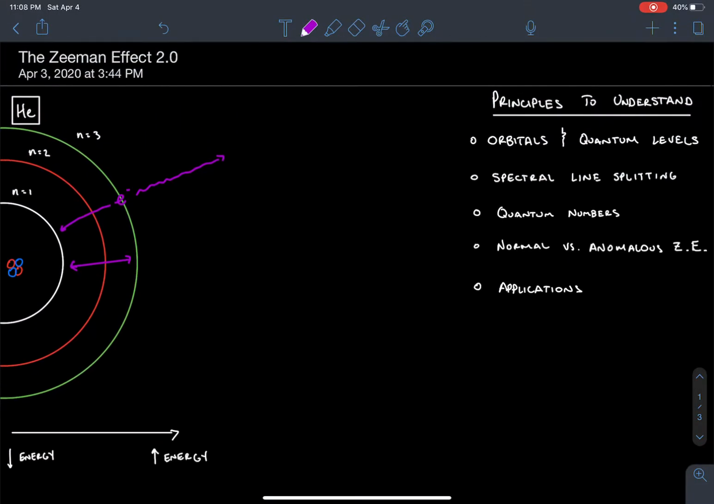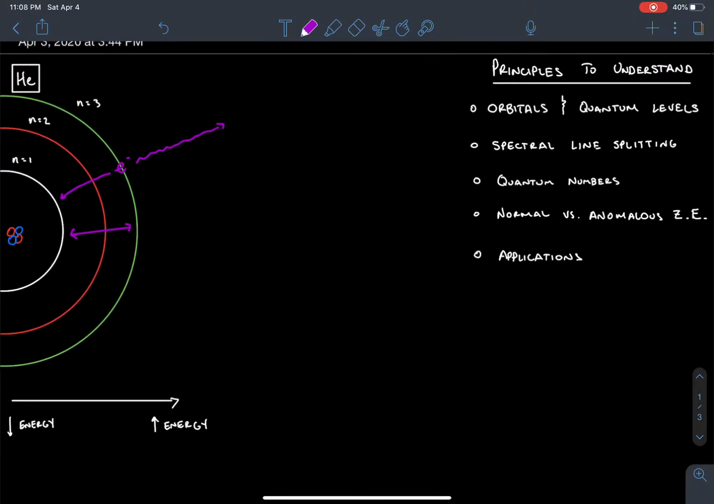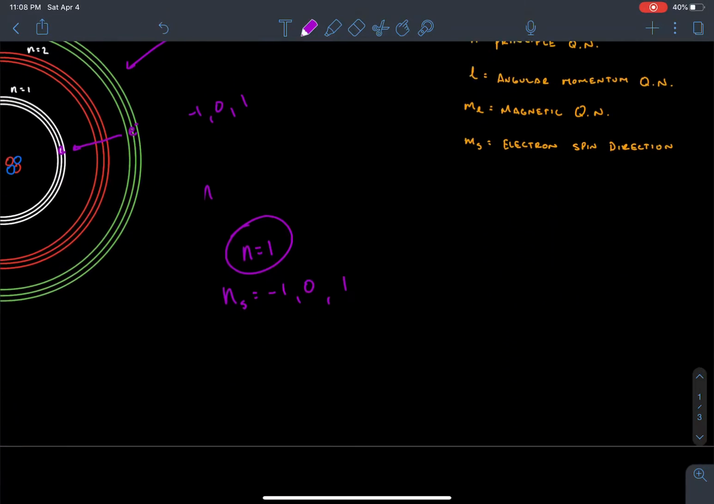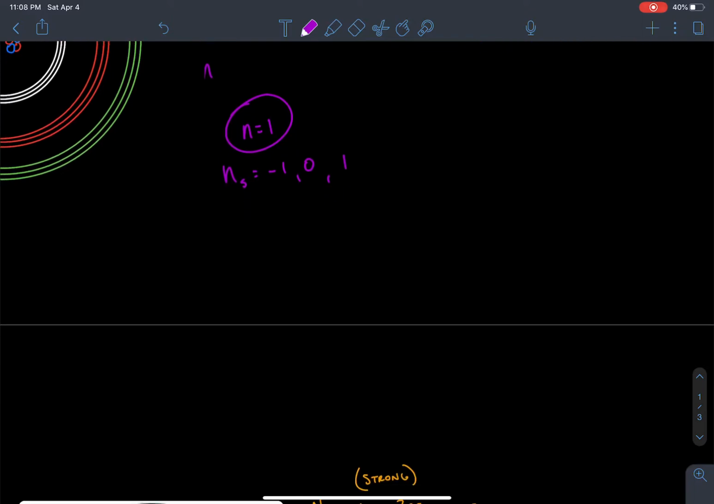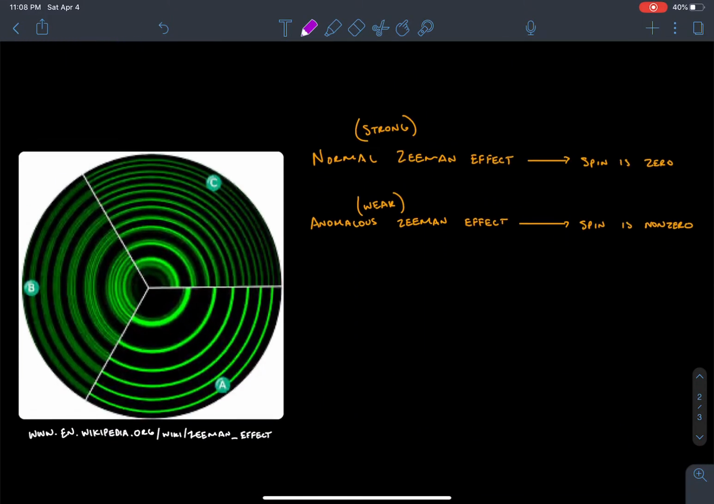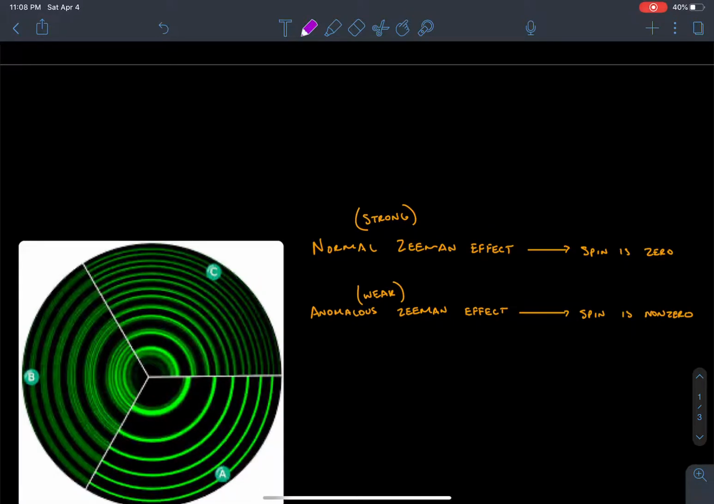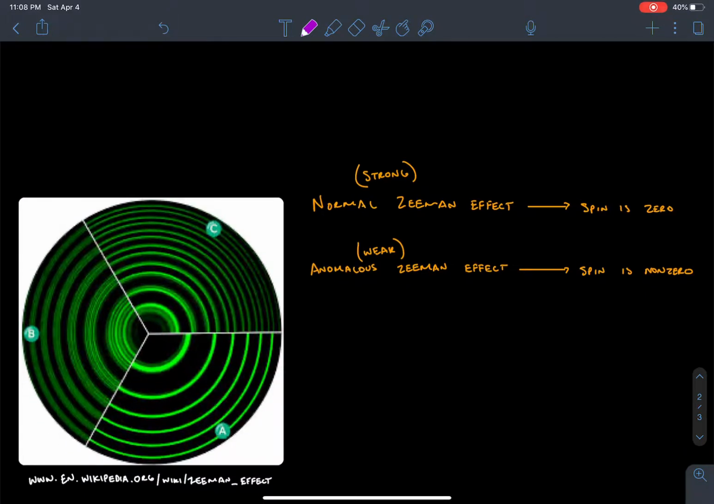So, with that spectral line splitting, you witness the Zeeman effect. The cool thing about the Zeeman effect, if I go into a little bit more detail, is that it actually is dependent on the strength of the magnetic field. So the number of lines that you see will actually be able to help you determine what the strength of that magnetic field is.